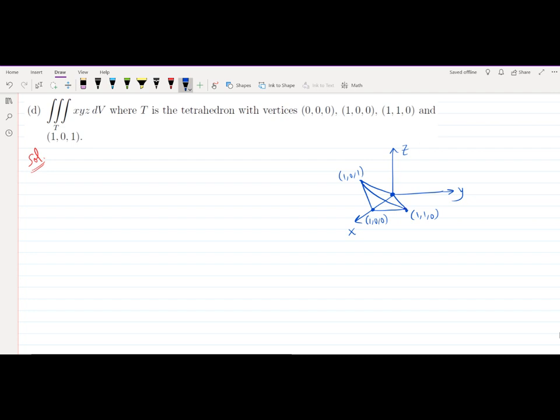First of all, we have to select the type of region in order to expand this DV. If you take a look at this figure, which is a tetrahedron, you will find that the base of the figure in the XY plane is a right angle triangle, seen from above. So in the basement here is your triangle, your base, and above it we have a plane that passes through these points.